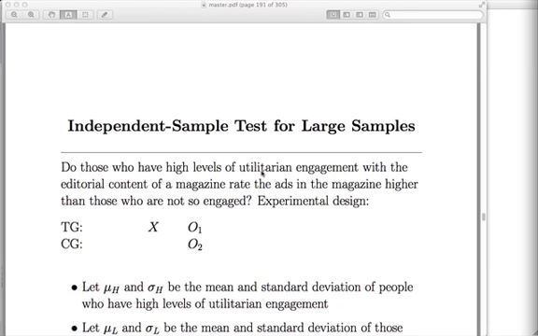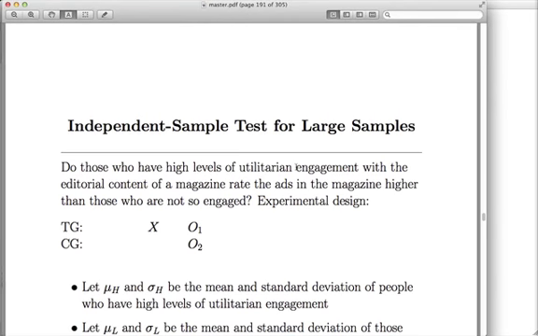versus a magazine that you read just to escape the pressures in your life, or a magazine that you read to have things to talk about socially with your friends. All right, so these are all different types of engagement. We're just going to focus on utilitarian engagement.